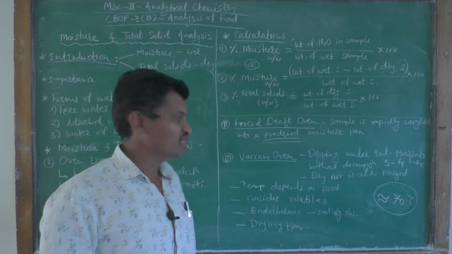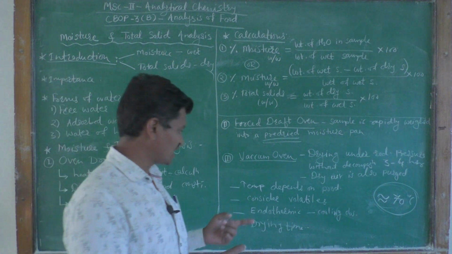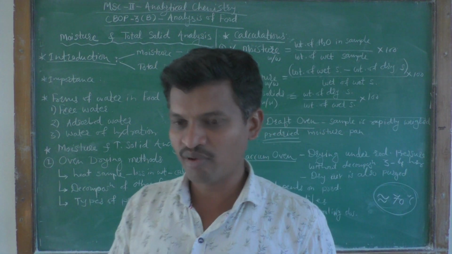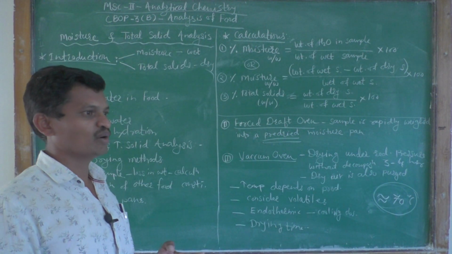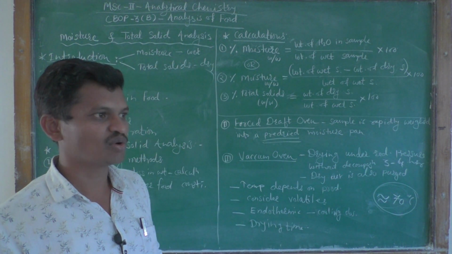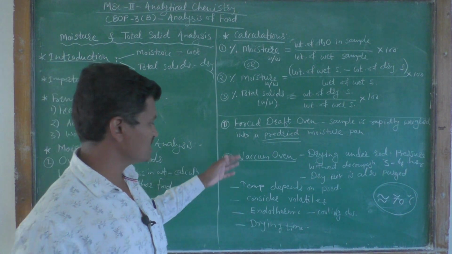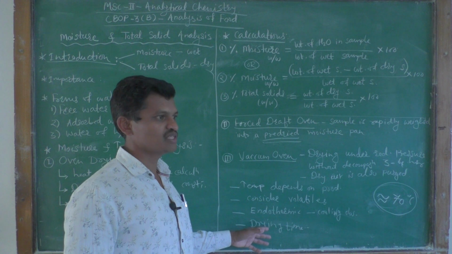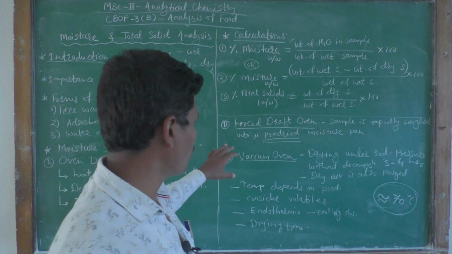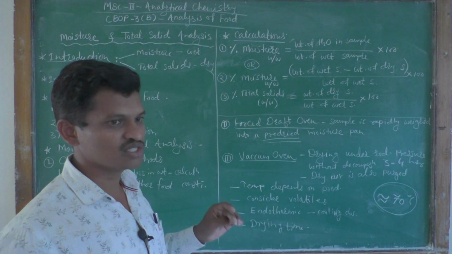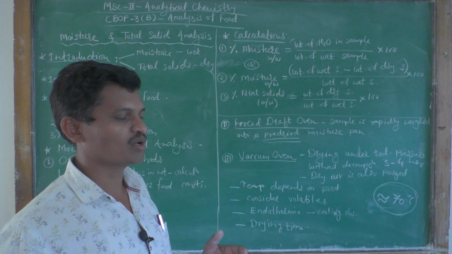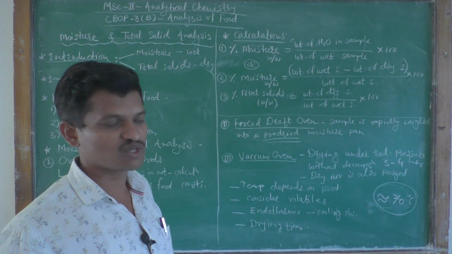Drying time in the vacuum oven is a function of the type of product, the nature of the food material, the surface area available in the drying pan, and the number of different components present in the food materials. So drying time depends on all these different factors. That's why vacuum oven drying is generally a new technique, and it is utilized for moisture and total solute analysis.